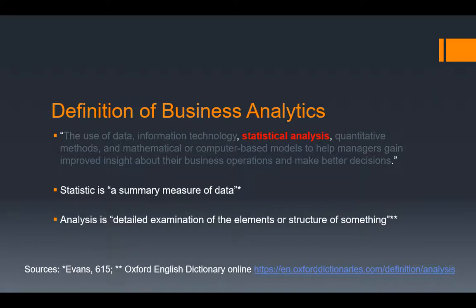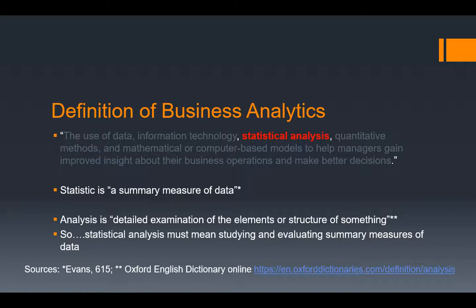Statistical analysis. Statistics is a summary measure of data. So for our weather data, if you could tell me the average temperature, that would be a statistic. Analysis is detailed examination of the elements or structure of something. So this would be going deeper and providing understanding from the data that you've collected. So together, statistical analysis means studying and evaluating summary measures of data. So this would be looking at the mean, median, mode, and standard deviation and other statistical measures of your data.